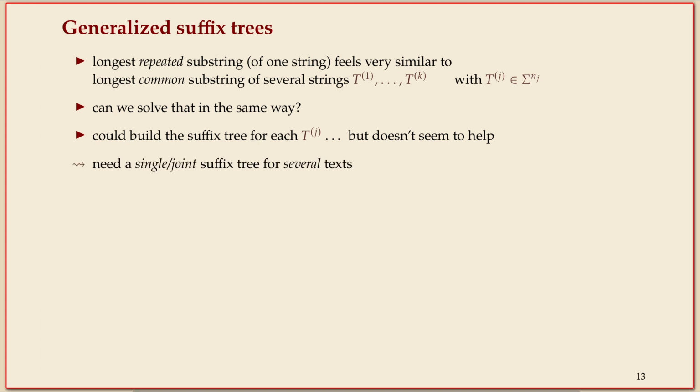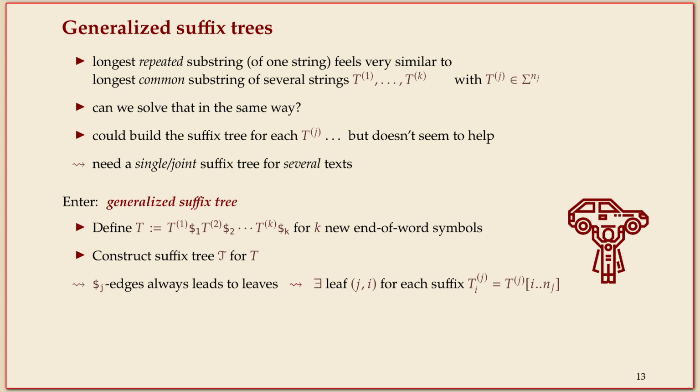There's a simple way to reuse the suffix tree as a black box and get this done. And that trick is known as the generalized suffix tree. All you do for that is define a text like this. So you take all your individual texts, T1, T2, and so on, and you add different $ signs after each. So you reserve a new marker to say, that's the end of text 1, that's the end of text 2, and so on.